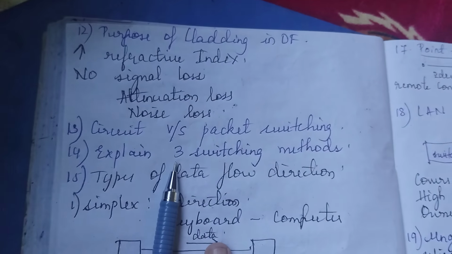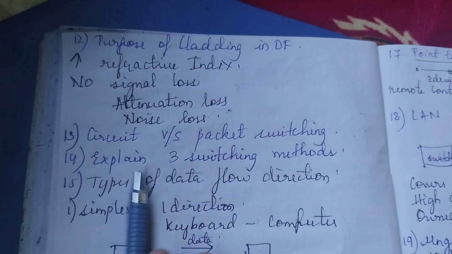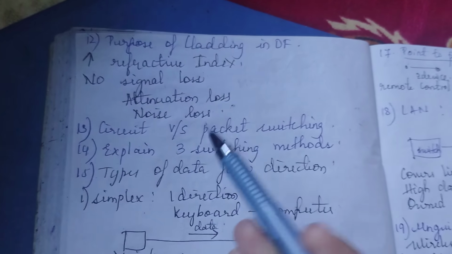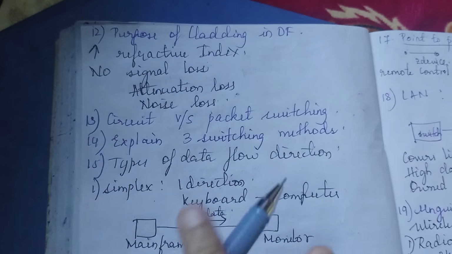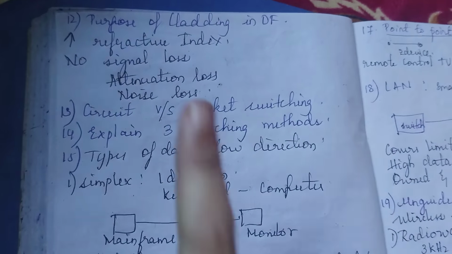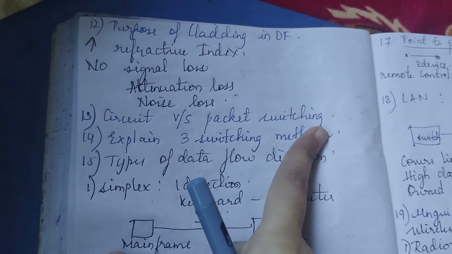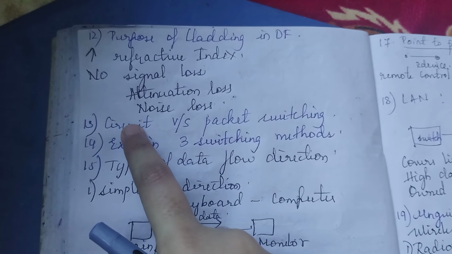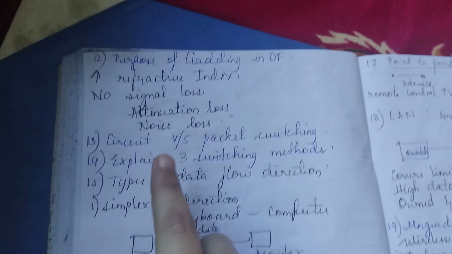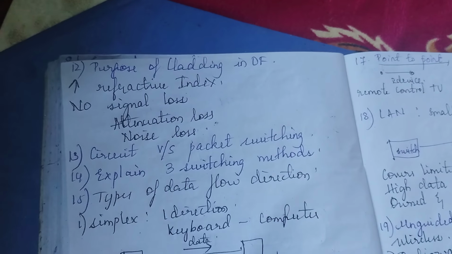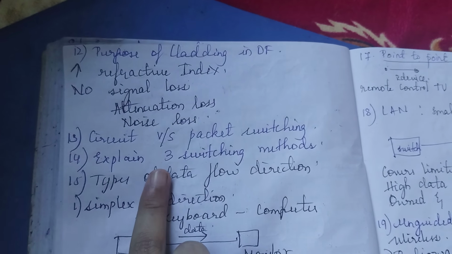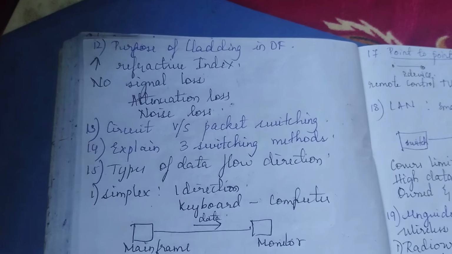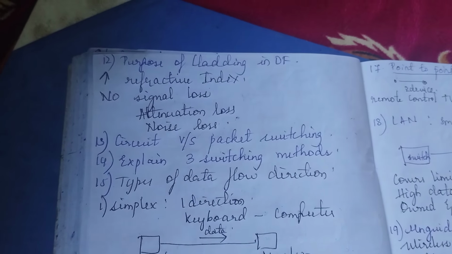So we have already studied circuit versus packet switching, the differences they can ask. Same thing, don't worry, but make it in a table and write. Then explain three switching methods they can ask. We already know circuit switching, packet switching, and the third kind is message switching. There is no more explanation, there is just one line in the textbook also. So if you write that much, it will be sufficient.